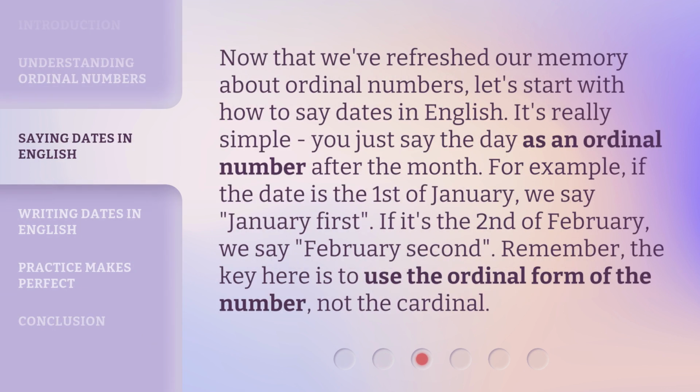Now that we've refreshed our memory about ordinal numbers, let's start with how to say dates in English. It's really simple. You just say the day as an ordinal number after the month. For example, if the date is the 1st of January, we say January 1st. If it's the 2nd of February, we say February 2nd. Remember, the key here is to use the ordinal form of the number, not the cardinal.